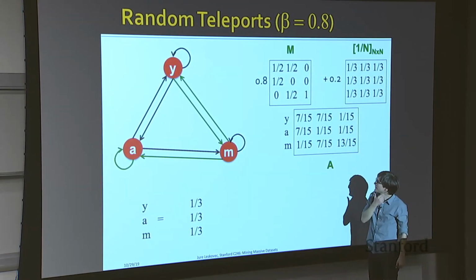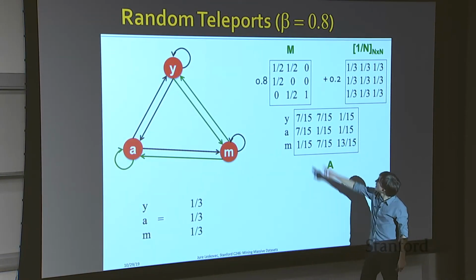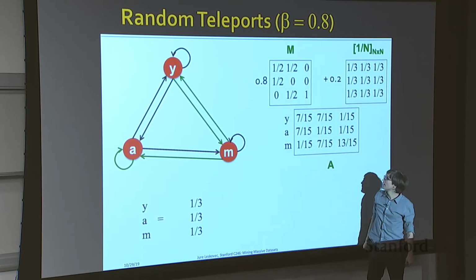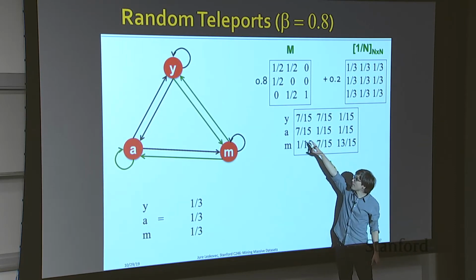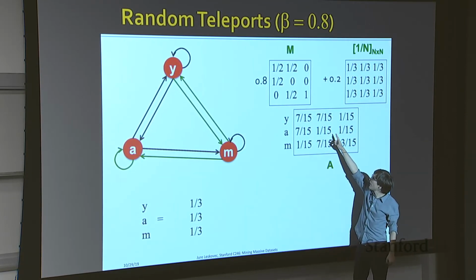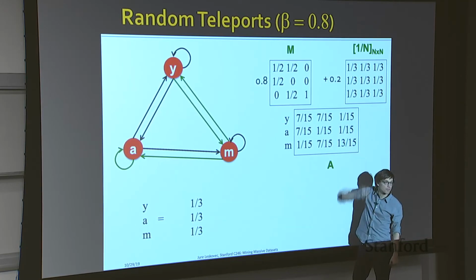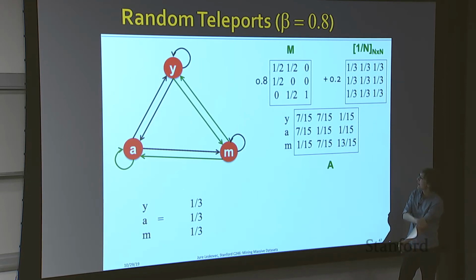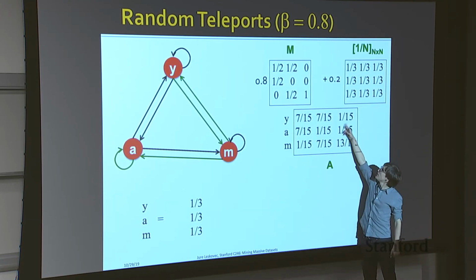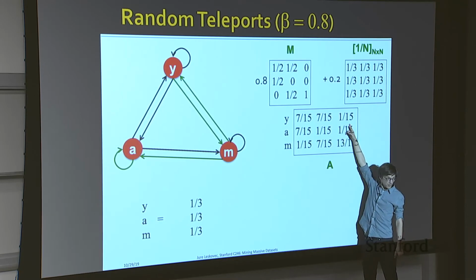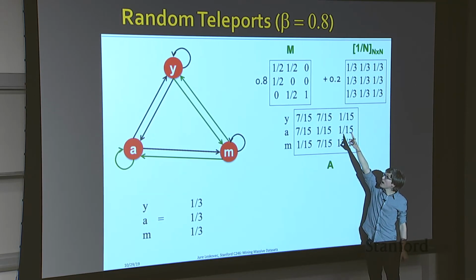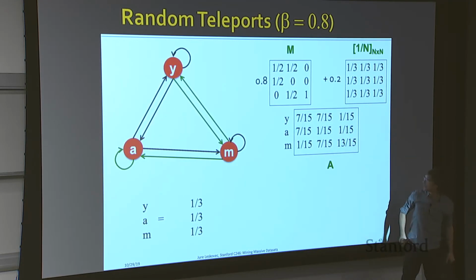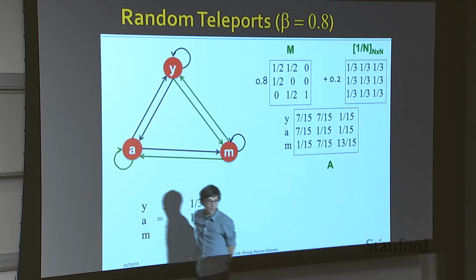So what this means is that if I come to a given node, here is how I'm going to leave that node, right? With probability 7/15, I will navigate to Y. With probability 7/15, I'll navigate to A, and 1/15 to M. Why are things this way? Because, for example, to go to this node, the probability of traversing by link is 0, but I get the random jump part, right? So that's why this will be this way.